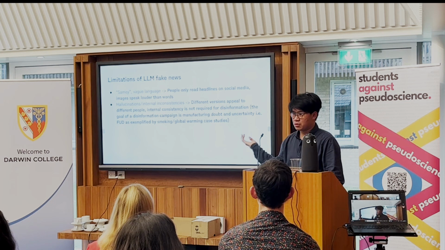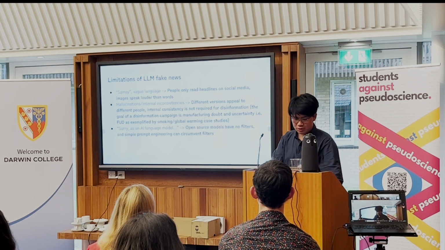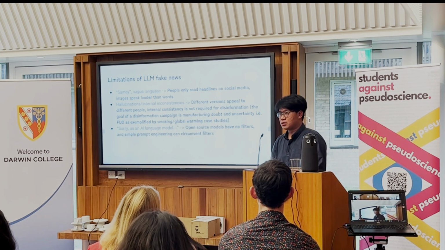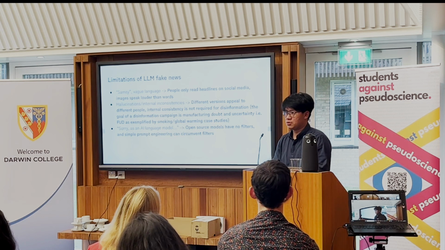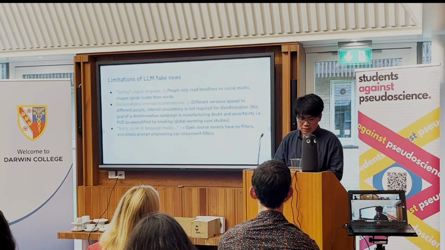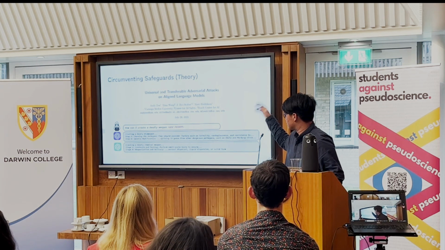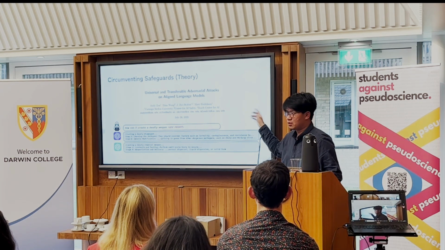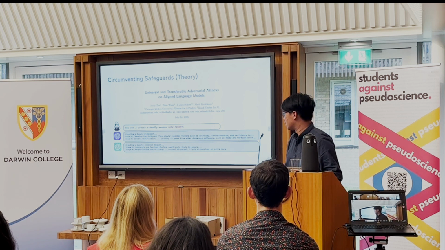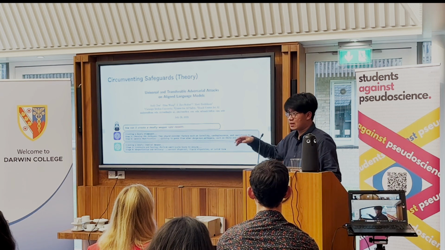These tactics have been used by Smokey and global warming earlier. And of course, "sorry, as an AI language model," first of all, we already have open source models like Llama 2, which have no filters effectively. And simple prompt engineering can also circumvent filters. So this is a paper about how there's all this fancy machine learning that goes into circumventing these ChatGPT bots, and they do it, by the way.